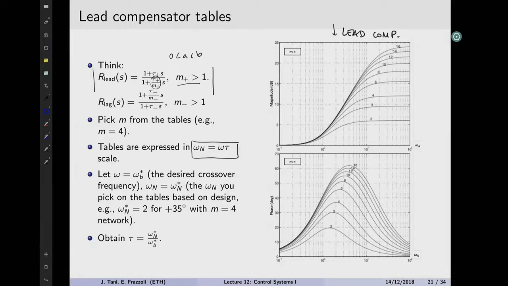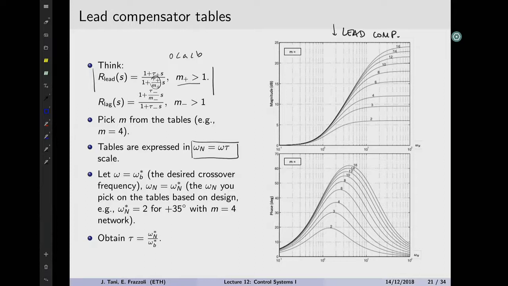So what did we want to do? We wanted to add roughly 25 degrees at 5 radians per second, right? That was the design challenge in order to meet the specifications that were required by whoever came to us and asked for this. So how do we proceed? Each one of these lines has a number on top of it that represents m.